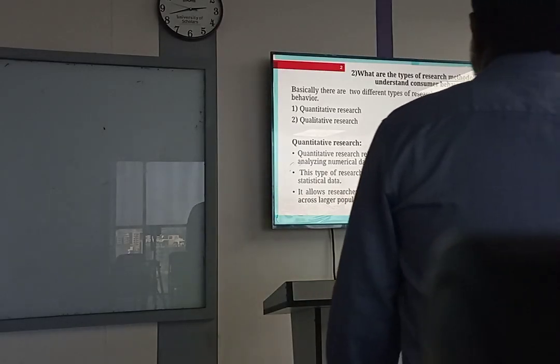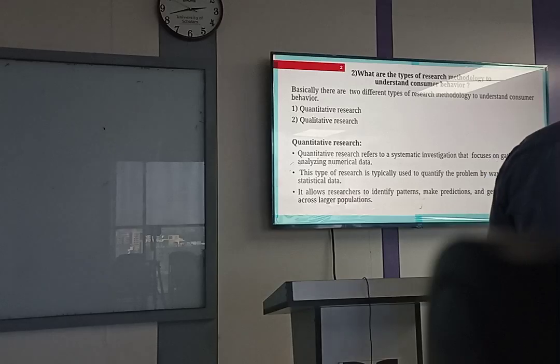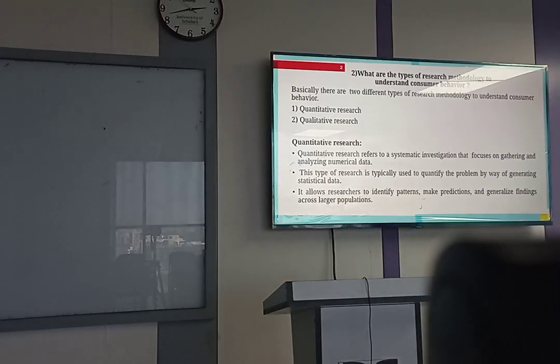So, what are the types of research methodology to understand consumer behavior? What are the types of research methodology? Are you guys aware of the word research methodology? So, all of you have done BBA, right? I'm out of BBA. I'm from an engineering background. Engineering also, you are familiar with the word research methodology? Methodology is no problem, you get to know now.